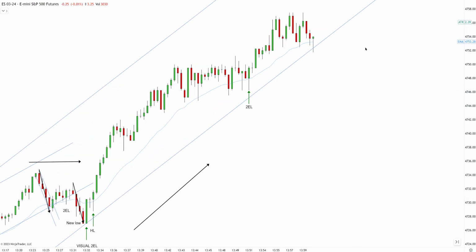Market will correct. There has to be correction in every single trending market. Market never goes up or down in just a V-shaped formation. There are always small corrections, profit taking. We have a visual two-legged pullback. Technically, first entry long. Visually, second entry long. But it is at the EMA. It is at the main trend line.